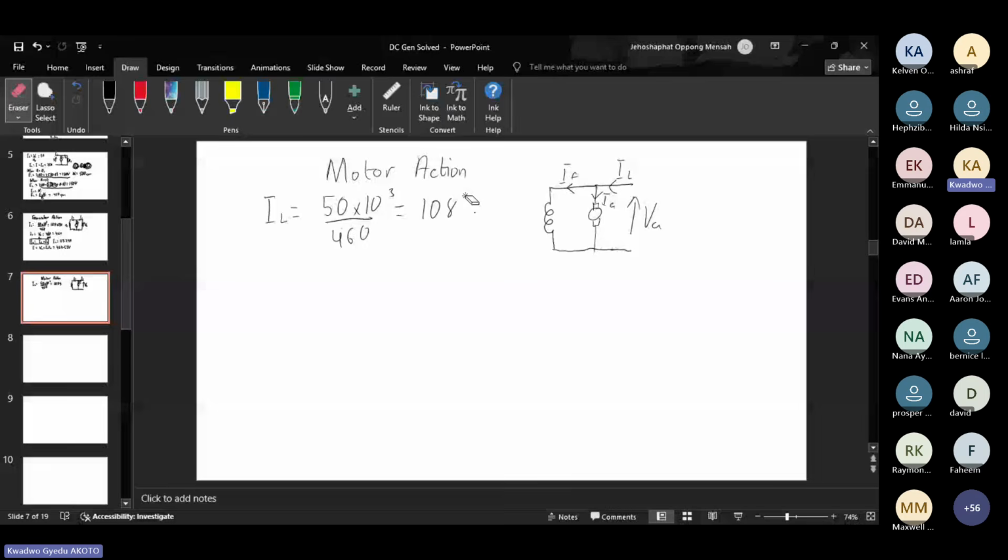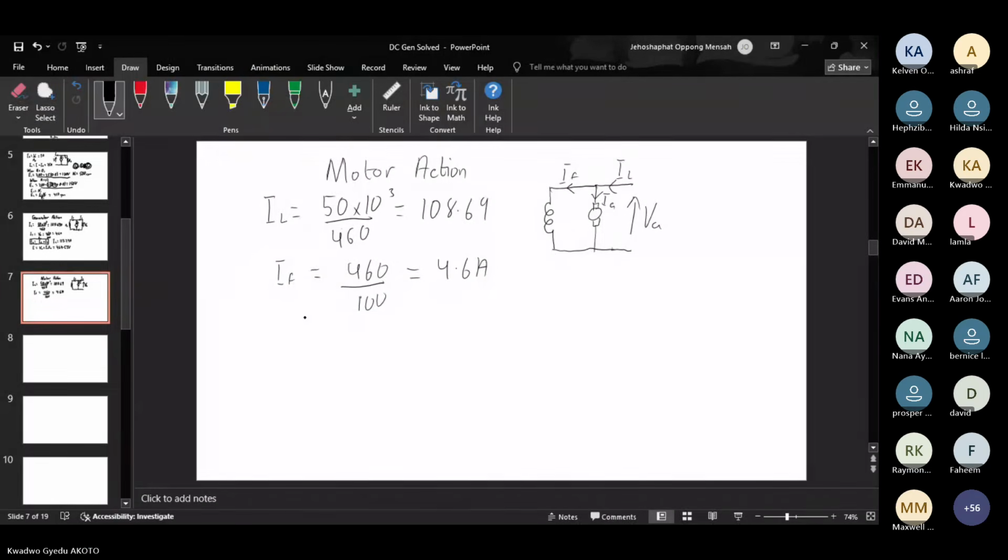And then our IF is also going to be the same, VF on RF. Just that now our IA is going to be IL minus IF. Once again, keep this relation in mind.